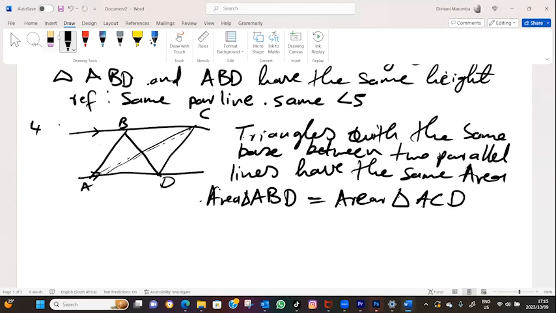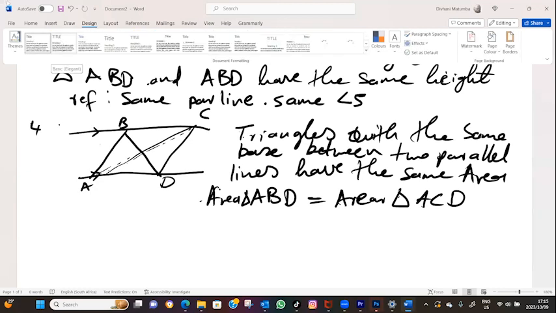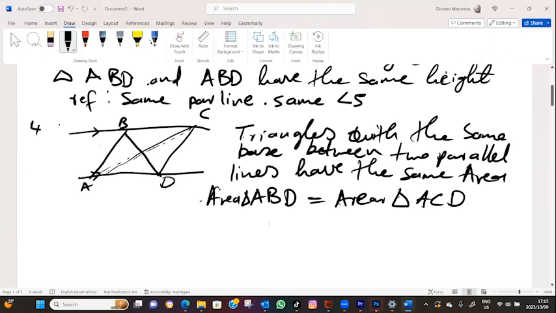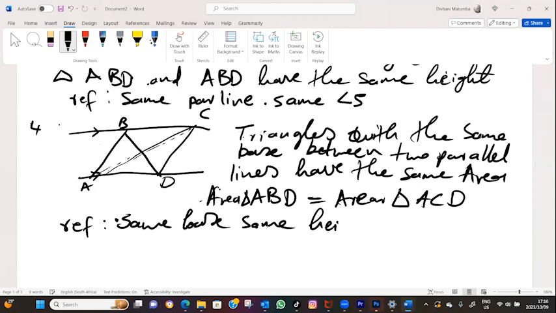I hope you will agree with me. Now, when you're proving, this is the reference that you're going to use. The reference is same base, same height.